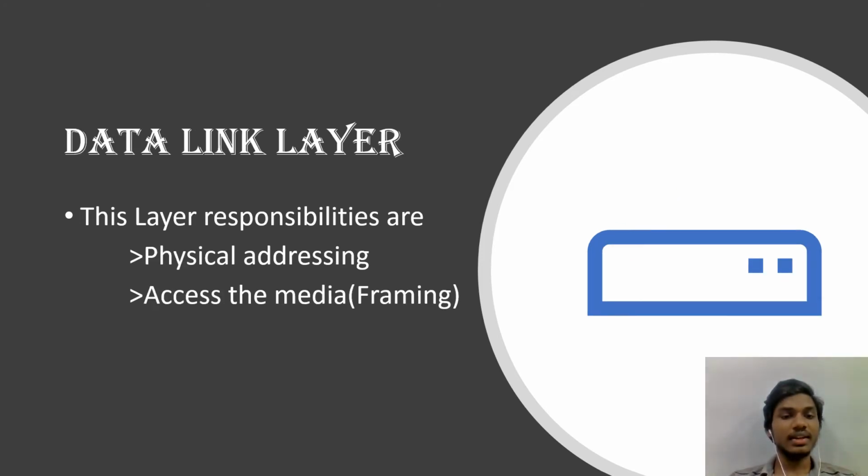Data link layer. This layer's responsibilities are physical addressing and accessing the media, also known as framing. There are two types of addressing: logical addressing and physical addressing. Logical addressing is done in the network layer, whereas physical addressing is done in the data link layer.